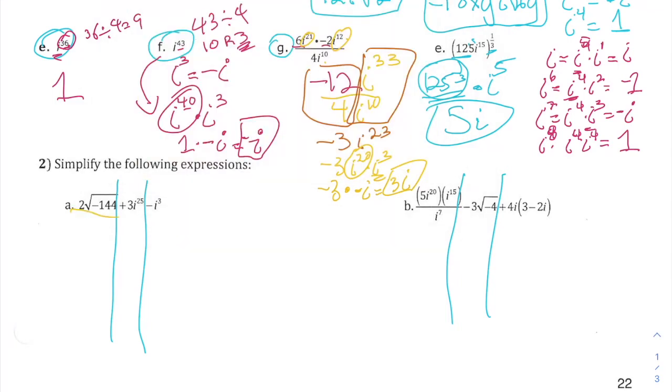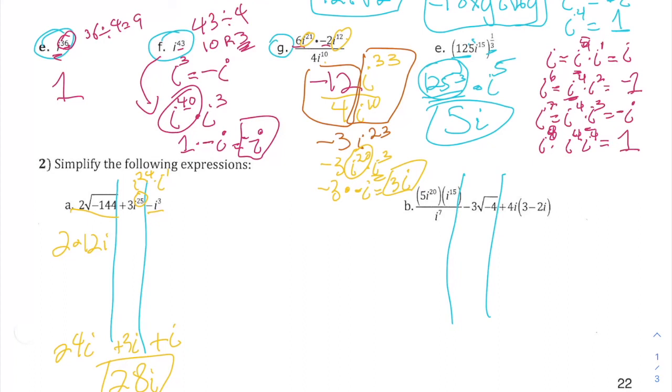So when I break it up, and if I just focus on this, the square root of negative 144, that's 12i. 2 times 12i is 24i. i to the 25th, well, you can either divide and get a remainder of 1, or look at it as i to the 24th times i to the 1st, so it's just i to the 1st. So this is plus 3i. And negative i to the 3rd, well, i to the 3rd is negative i by definition, so this is just plus i. And now 24i plus 3i plus 1i is 28i.